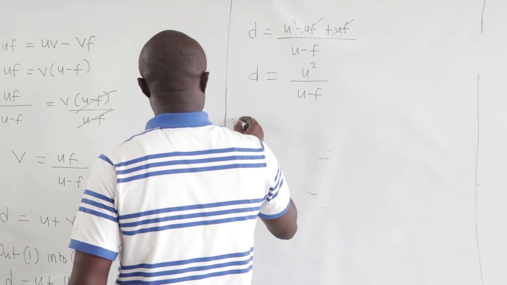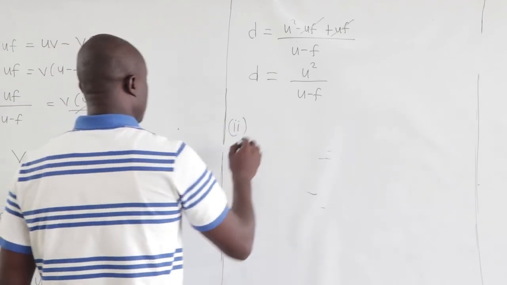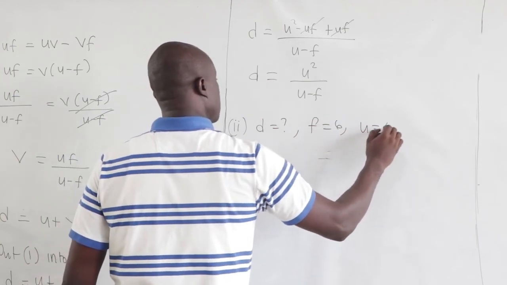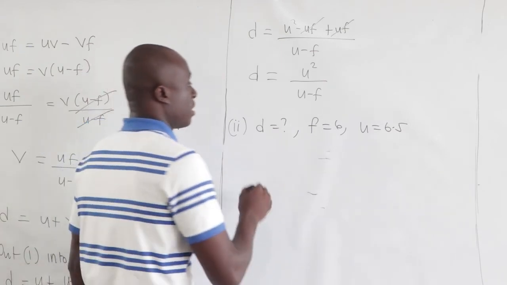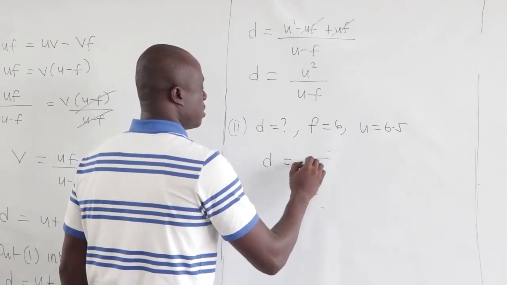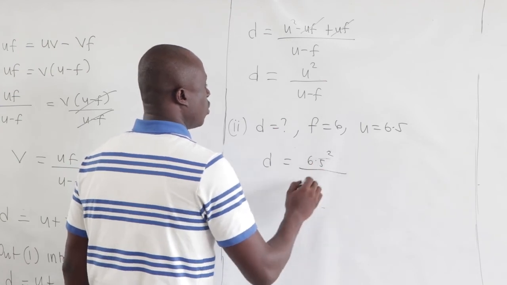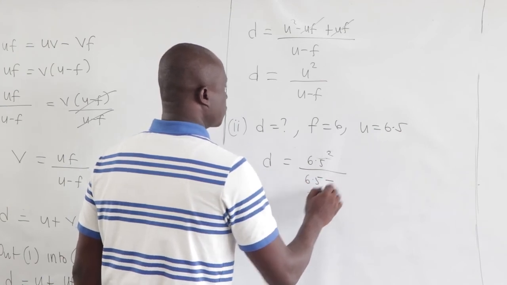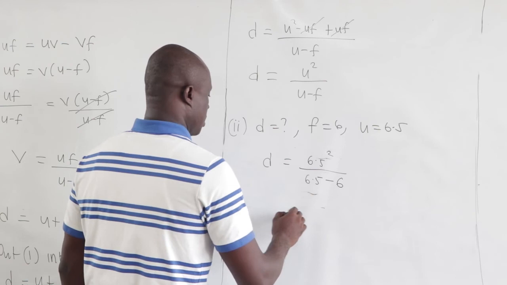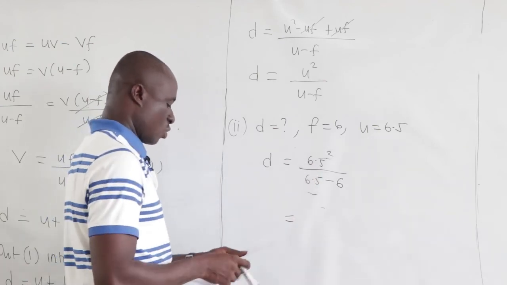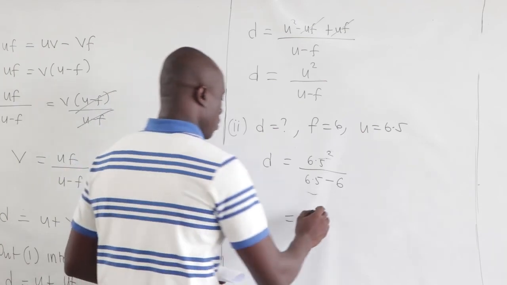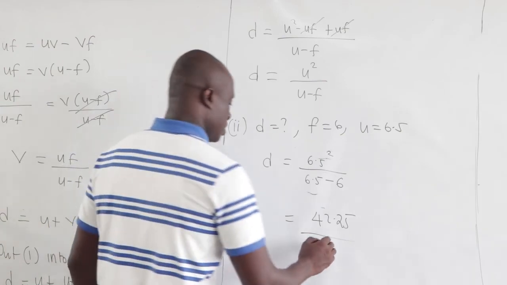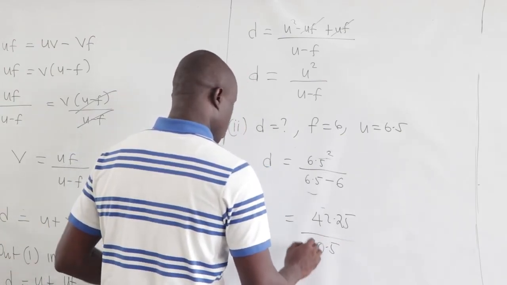Now, the second one is saying that we should find the value of d. So we should find d when f is 6 and u is 6.5. Clearly, d will be equal to u squared, that is 6.5 squared, all over u minus f. u is 6.5 minus f. f is 6. Now, 6.5 squared, using the calculator, that is 42.25. Now 6.5 minus 6, this is 0.5.